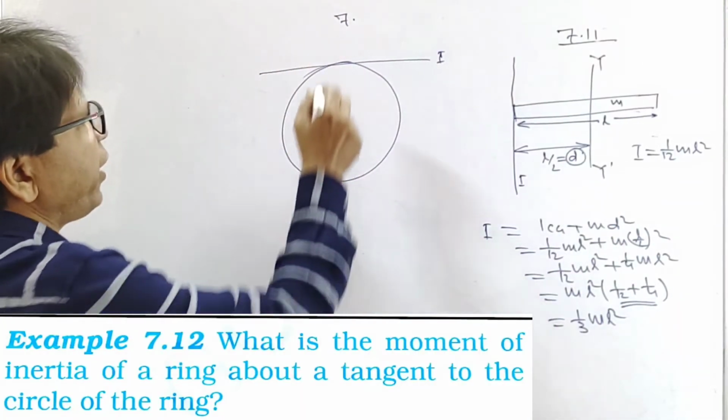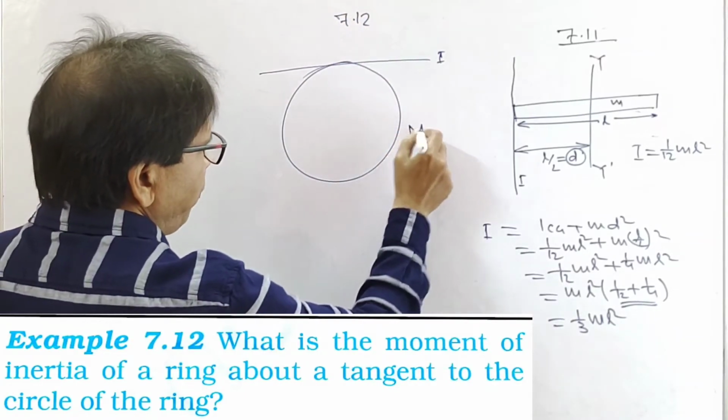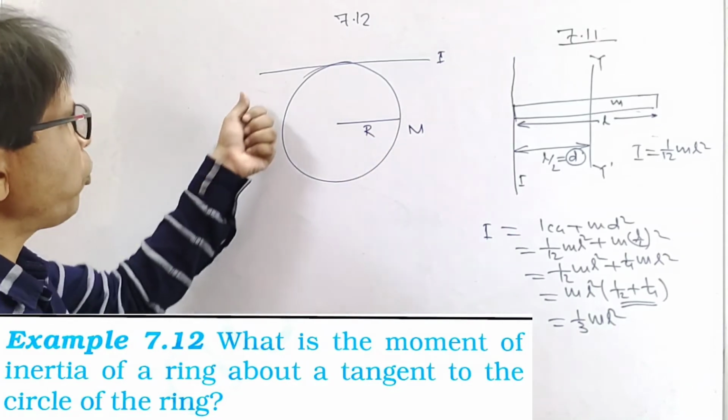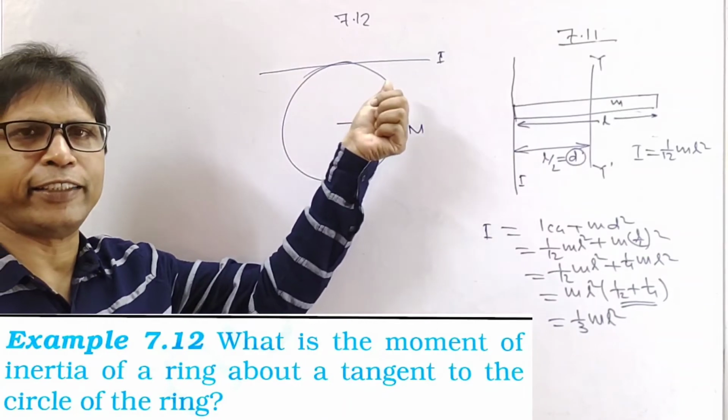Next, look at this. This is NCERT 7.12. This is a ring of mass capital M and radius capital R. We have to calculate the moment of inertia of this ring about the tangent.